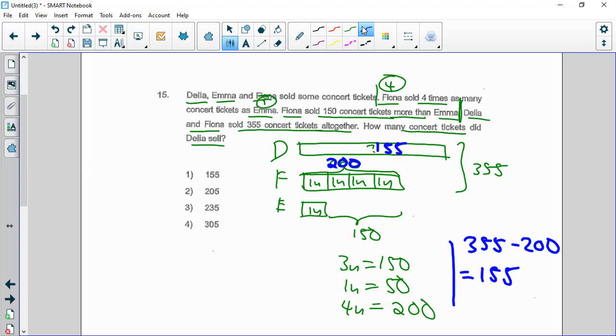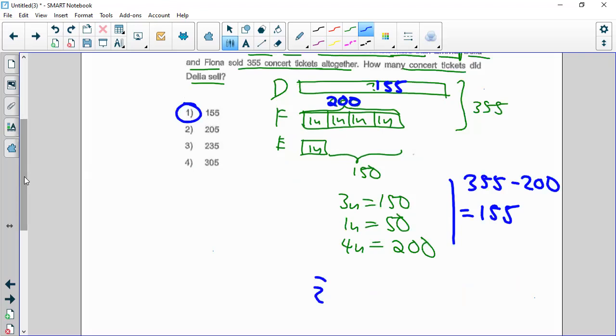Right? Which is answer number 1. And our model looks a little bit funny because Della has the longest, but 155 is smaller than 200. So we didn't draw the model accurately, but doesn't matter. We can still solve the problem, right? You can see that. So sometimes your model may not be perfect, but you can still solve. Okay, so that's your question 15 already, answer number 1. And give yourself 2 marks if you got it correct.